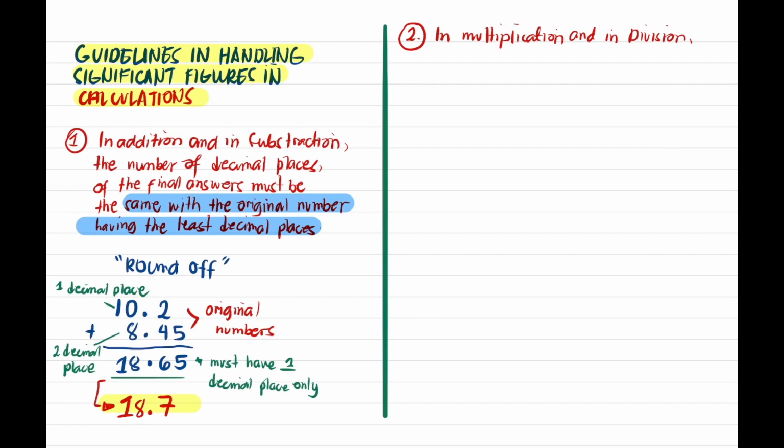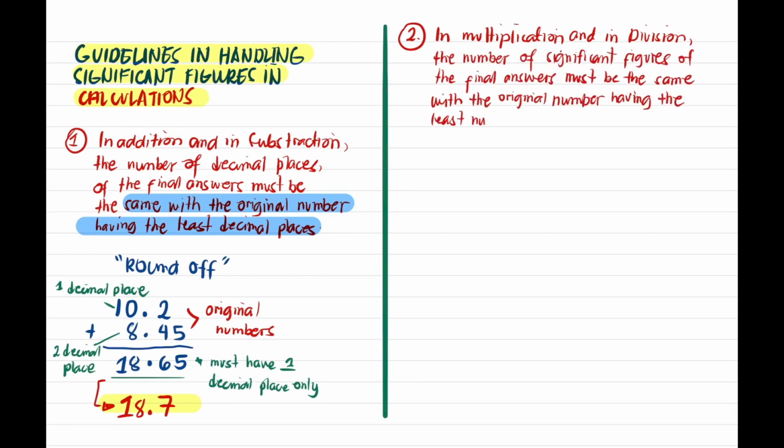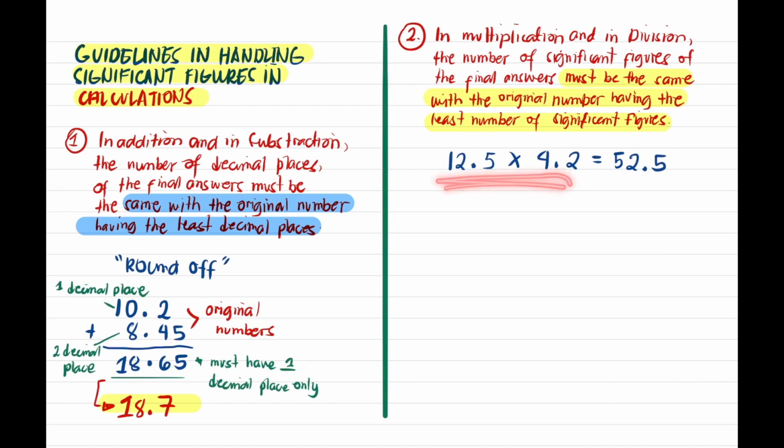In multiplication and division, the number of significant figures of the final answers must be the same with the original number having the least number of significant figures. Example, 12.5 times 4.2 is equal to 52.5. Sa ating original numbers, 4.2 has the least number of significant figures na meron lang 2. So dapat ang final answer nyo ay 2 significant figures lang. Kaya i-round off ulit natin and the correct answer will be 53.